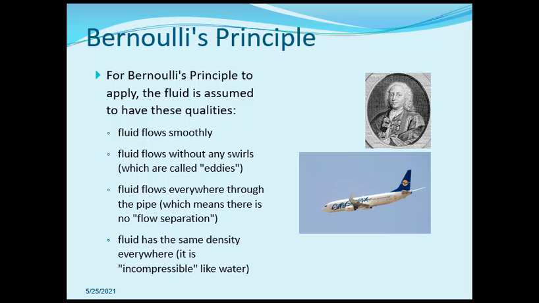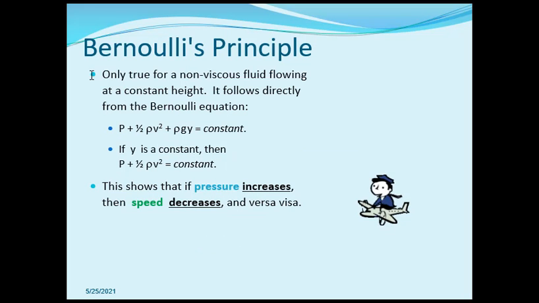For Bernoulli's principle to apply, the fluid is assumed to have the following qualities. It should be flowing smoothly. The fluid flows without any swirls or eddies. The fluid flows everywhere through the pipe, there's no flow separation, and the fluid has the same density everywhere. It is incompressible, like water. Those are the conditions when we apply Bernoulli's principle.